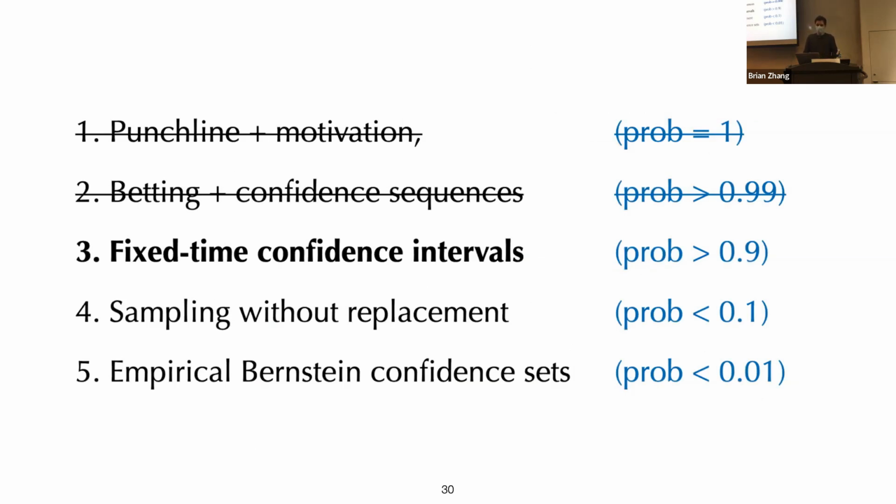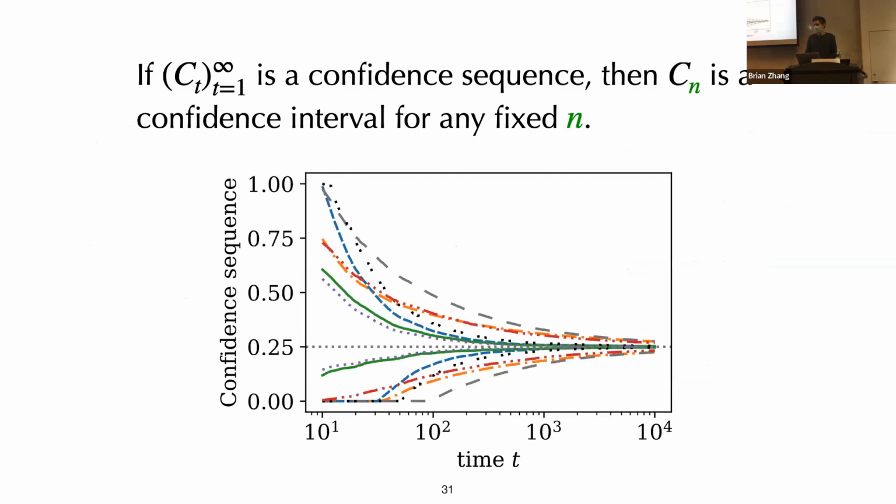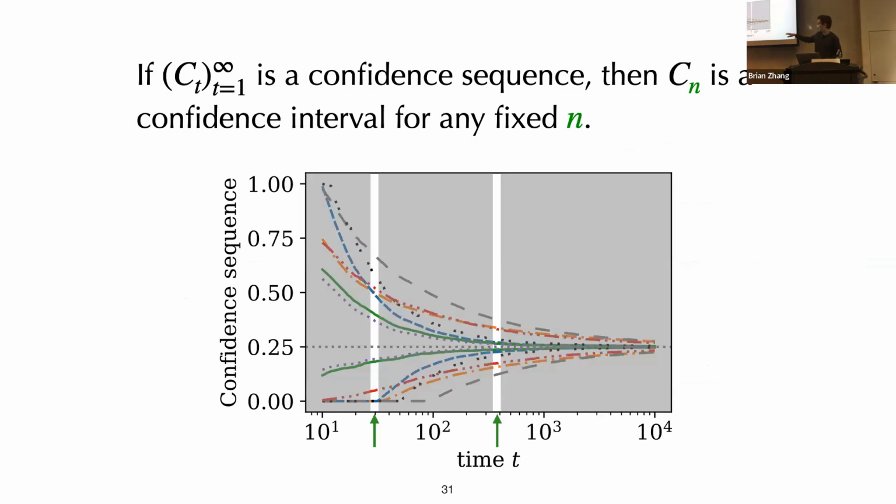If you just care about the fixed time setting, using some of these sequential ideas will really help here as well. So the first thing to note is that if the sequence of C's is a confidence sequence, then Cn at a fixed time is a confidence interval for any fixed value of n. So if I fix n a priori, then it's a confidence interval. You can see this by looking at these confidence sequences at these two particular times: what I have here on the vertical axis are valid confidence intervals.